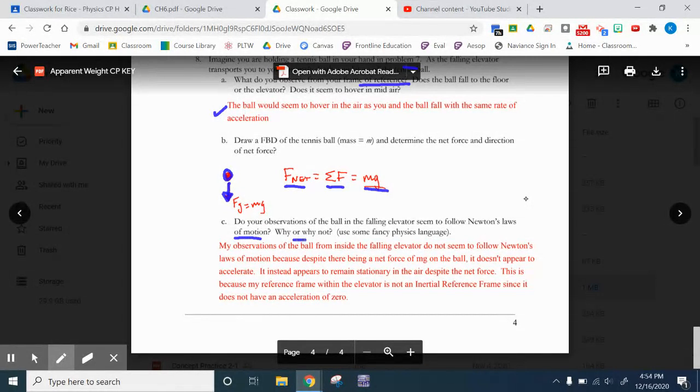We kind of said this already. No, it does not, because it has a net force on it, and yet it does not appear to accelerate to you, because you're accelerating alongside of it, which means you are not in an inertial reference frame. So that's the fancy physics language I'm looking for, an inertial reference frame. And that is why, since you are not in an inertial reference frame, you are in an accelerating reference frame, then Newton's laws don't appear to work.